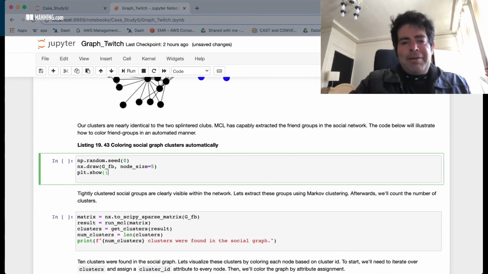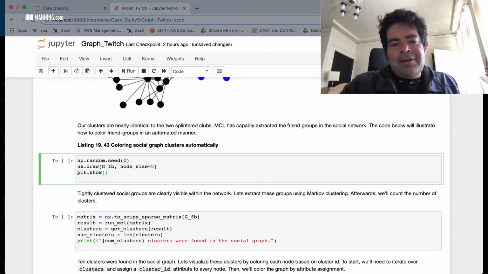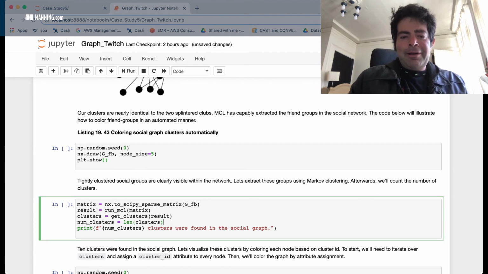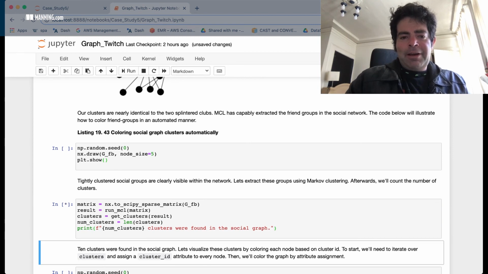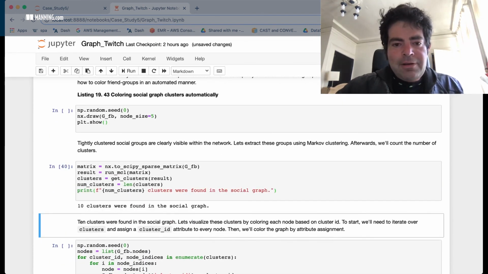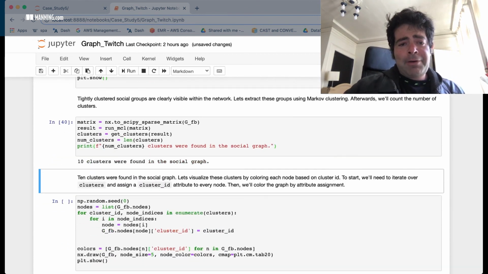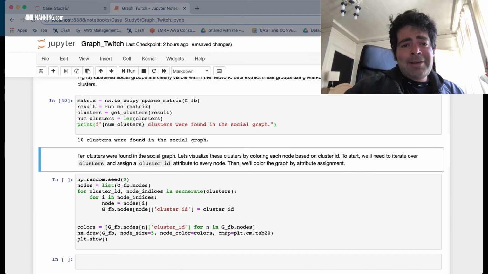So with this in mind, let's now turn to the more complex Facebook network. I'm not going to revisualize the uncolored network from scratch because it will take a while. As we saw before, it took about a minute to visualize that network. But let me just run MCL clustering on the Facebook network. It took about a second to run on our 4,000 people, 90,000 edge Facebook network, and we obtained 10 clusters.